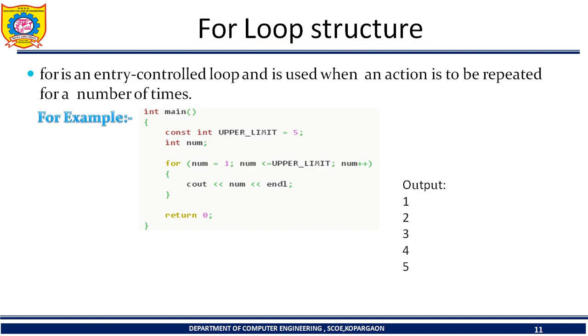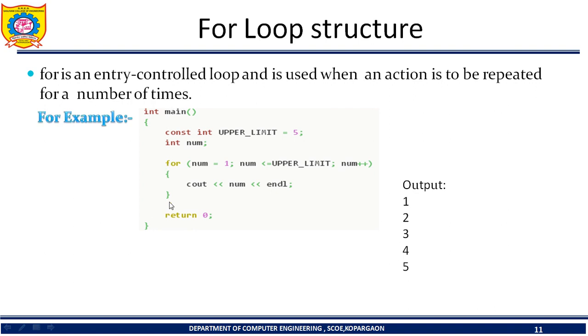The last one is the for loop structure. What is a for loop? The for loop is an entry control loop, which is used when an action is to be executed a number of times. When you want to repeat actions a number of times, then a for loop can be used. For example, there is a main function in which we have declared a constant integer upper limit equals to 5. We have declared one more variable, int num, and one for loop is mentioned here.